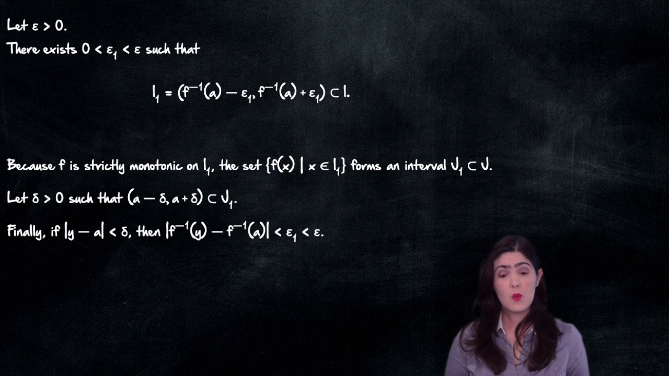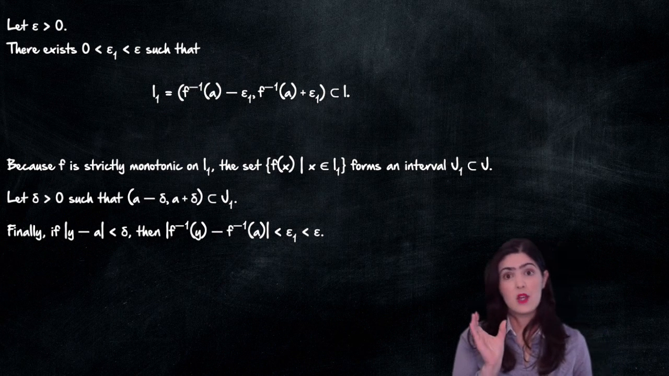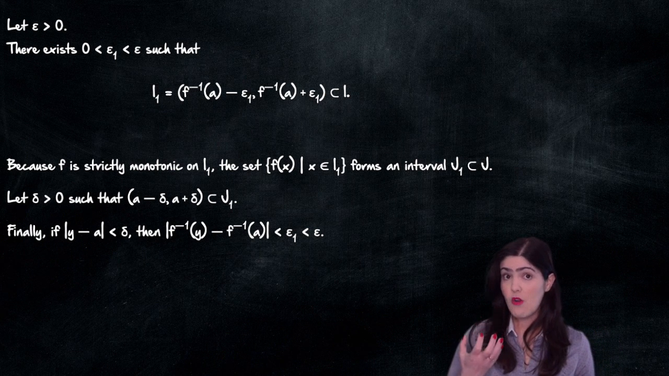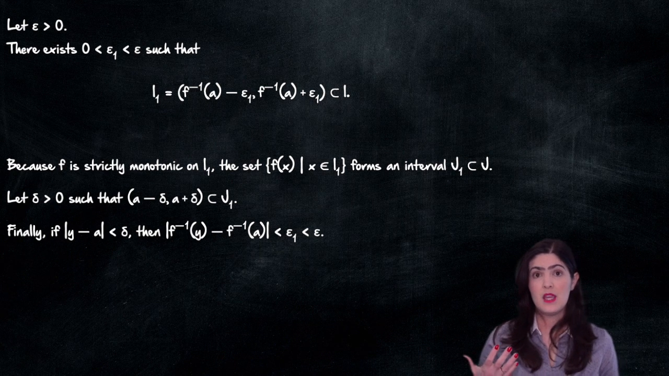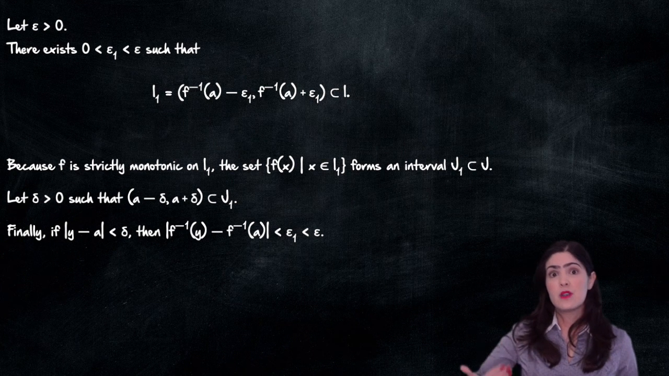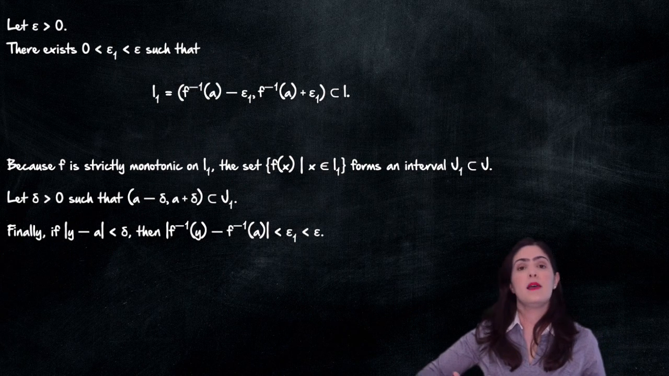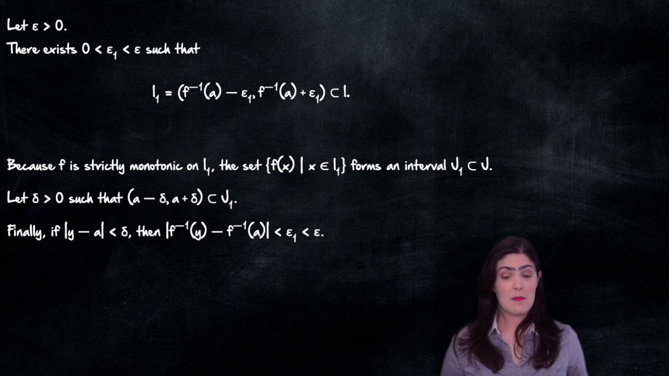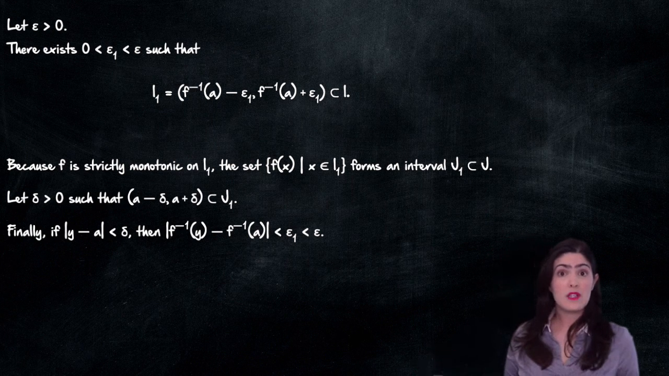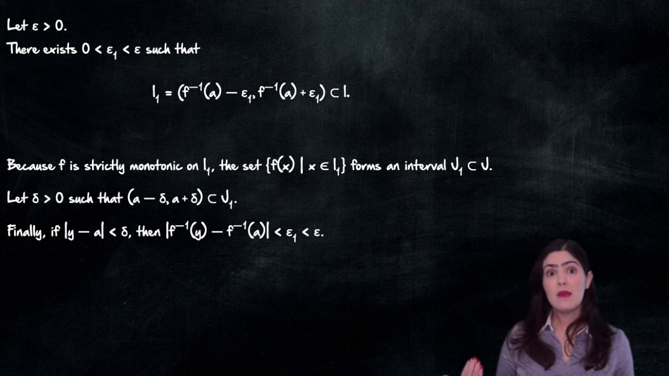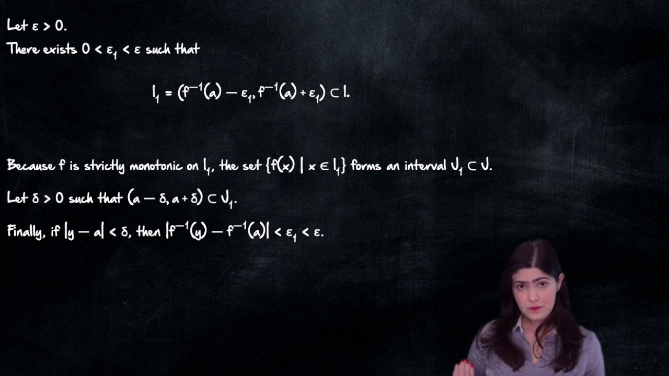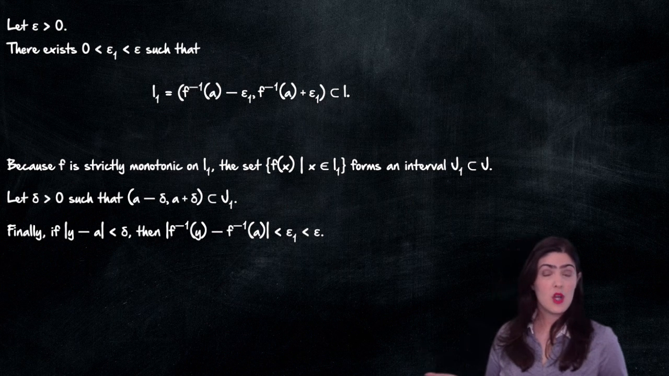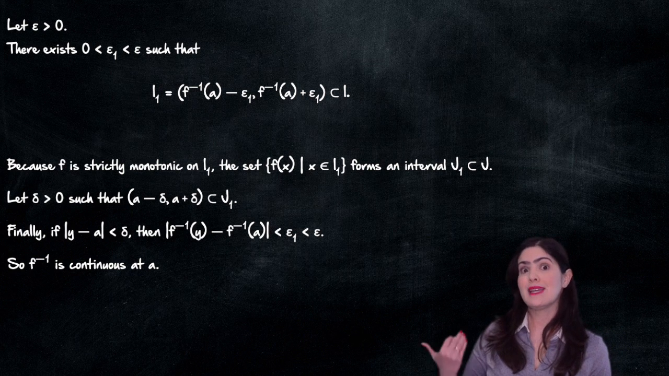But the interval I1 was the one that had all the points within distance epsilon 1 of f inverse of A. So that tells me that the absolute value of f inverse of y minus f inverse of A is less than epsilon 1. But epsilon 1 is less than epsilon. And that's exactly what I wanted to prove. This tells me that the limit as y approaches A of f inverse of y is f inverse of A, which shows that my function is continuous at A.